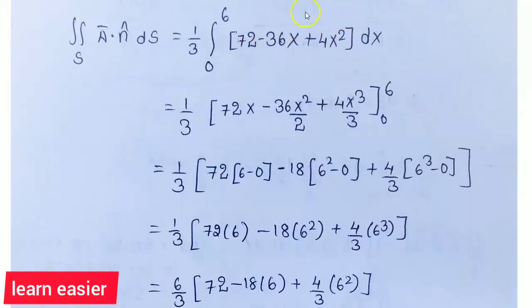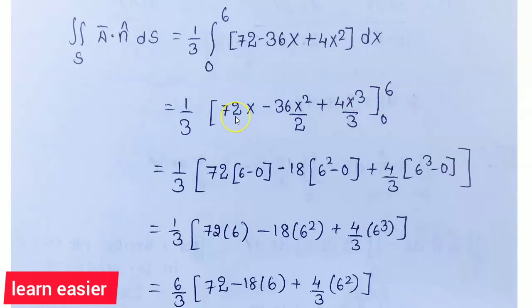So let's integrate these terms with respect to dx. Here we have 72 into the integral of dx, which is x, minus 36 into the integral of x dx, which is x square by 2, plus 4 into the integral of x square dx, which is x cube by 3, from 0 to 6. Now we have to substitute the upper limit as well as the lower limit.